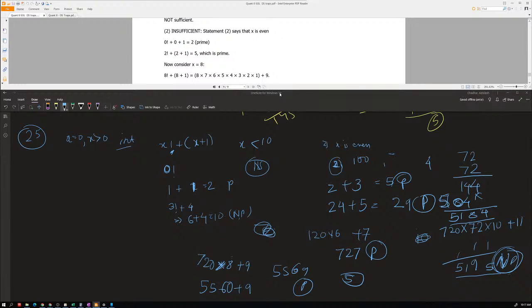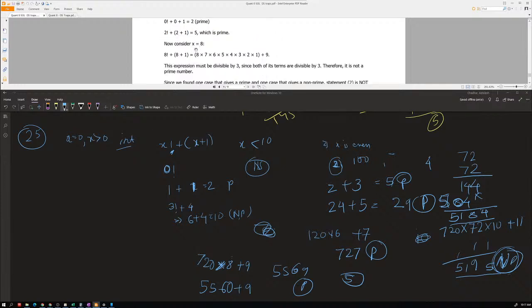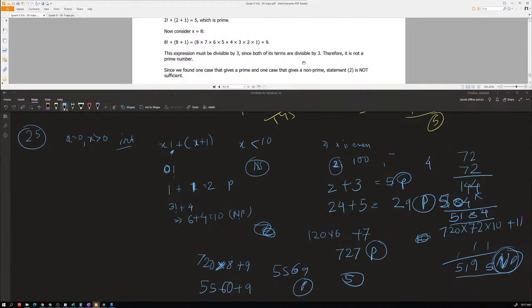For the second one, x is even. So 0 is considered to be even in GMAT. If we take 0 and 2, both are prime. Now consider 8 also. So for 8, the expression must be divisible by 3. We don't need to solve everything. This is an easier way. It is divisible by 3, therefore it is not a prime. This is a more intelligent way instead of killing ourselves with the calculations. So definitely this is not sufficient, since we have found a case where it is prime and one case where it is not prime.